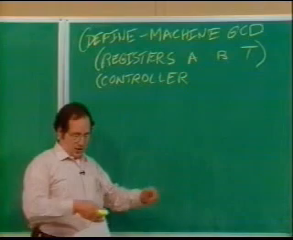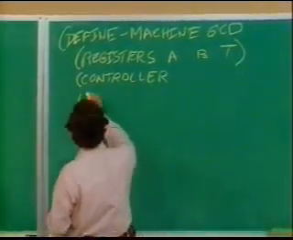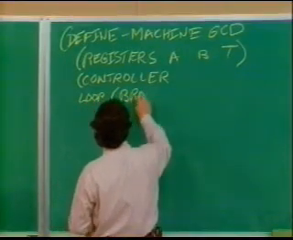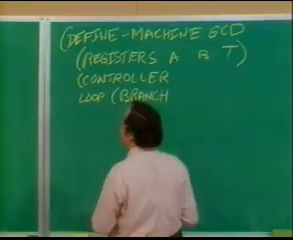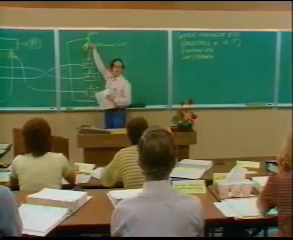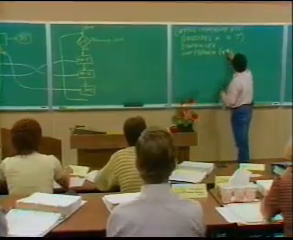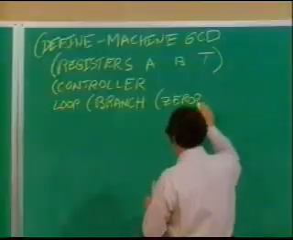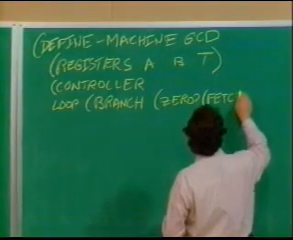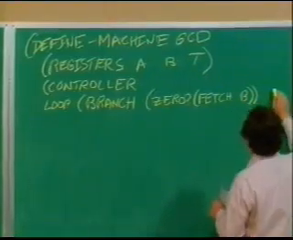Let's look at these things. There's a little loop that we go around, which says branch. This is the representation of the little flap that decides which way you go here. If 0, fetch of B, the contents of B. If the contents of B is 0, then go to a place called done.